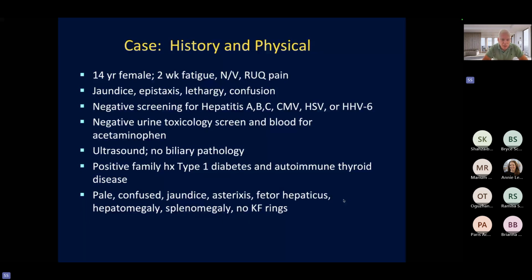So let's look at a case history. We have a 14-year-old female with 2 weeks of fatigue, nausea and vomiting, and right upper quadrant pain. She presents with jaundice, epistaxis, lethargy, and confusion. Screening is negative, negative urine toxicology. Ultrasound shows no biliary pathology. Has a positive family history of type 1 diabetes and autoimmune thyroid disease. She's pale, confused, jaundiced. She has asterixis, fetor hepaticus, hepatomegaly, splenomegaly, and no Kaiser-Fleischer rings.